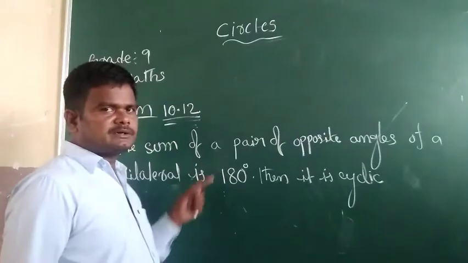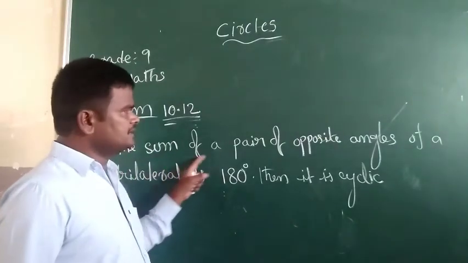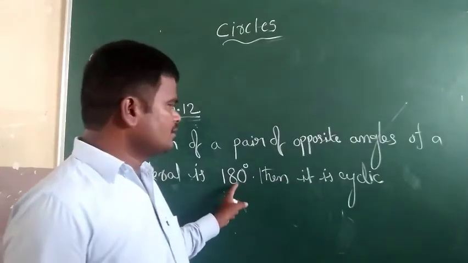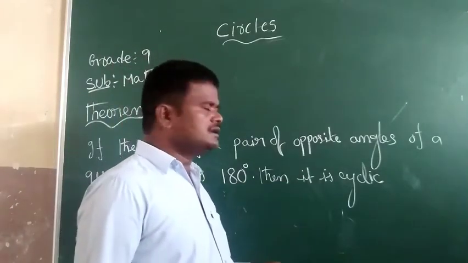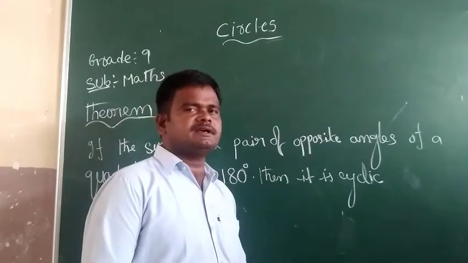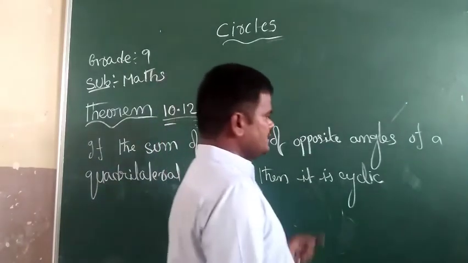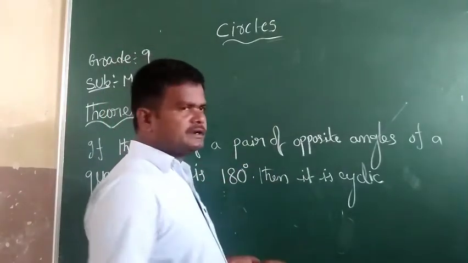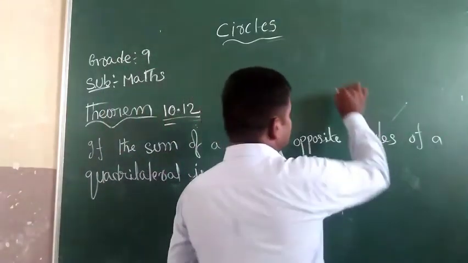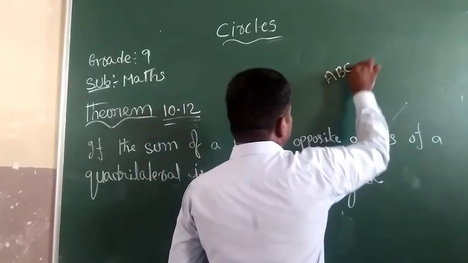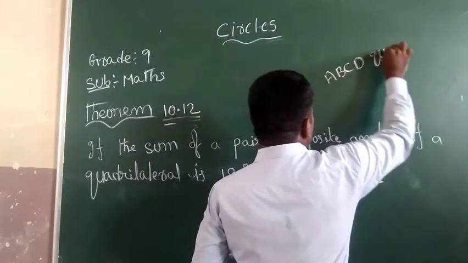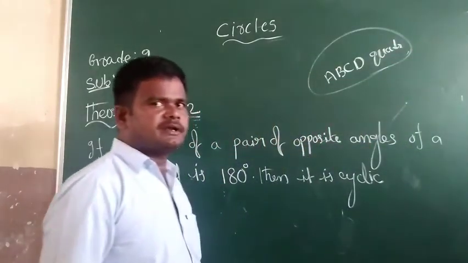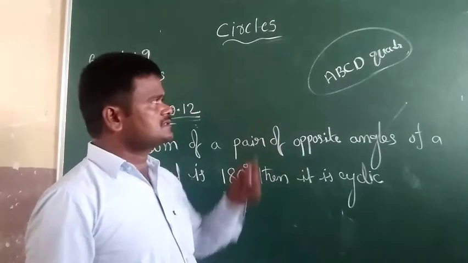Theorem 10.12 says that if the sum of a pair of opposite angles of a quadrilateral is 180 degrees, then it is cyclic. So here, given that ABCD is a quadrilateral and the sum of its pair of opposite angles is 180 degrees, then it is a cyclic quadrilateral.